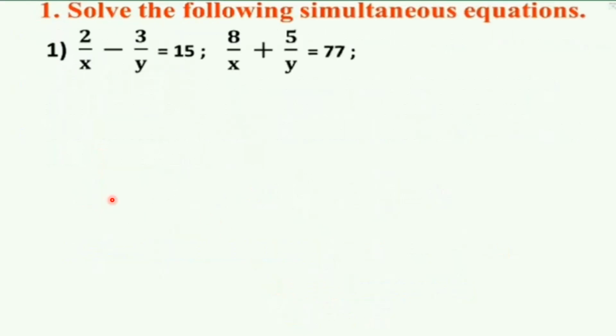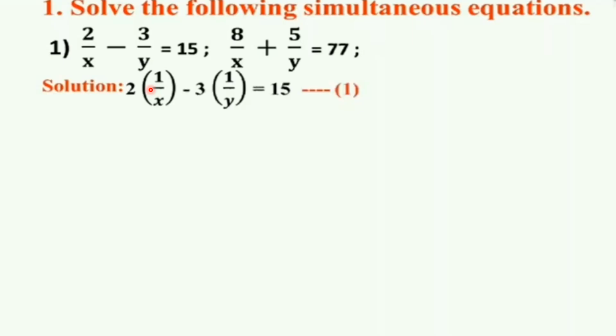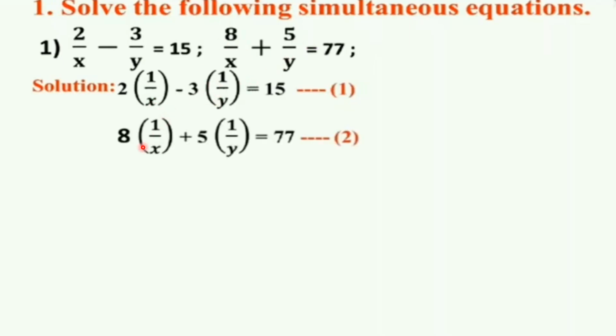So, the first example I am taking is 2 by x minus 3 by y is equal to 15 and 8 by x plus 5 by y is equal to 77. Usually they will ask you to solve the following simultaneous equations. As I said, this equation can be rewritten as follows. Just see here, I have taken 2 as a common factor and written 1 over x in the bracket. Similarly, minus 3 into 1 over y should be inside the bracket because I am going to take substitution for 1 over x and 1 over y. Similarly, the second equation I am going to write down as 8 into 1 over x plus 5 into 1 over y is equal to 77.